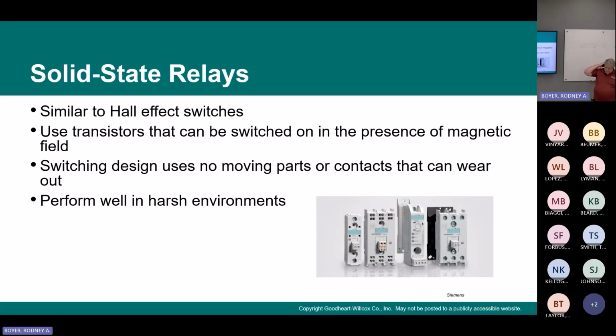Solid state relays use transistors that can be switched on in the presence of a magnetic field. They have no moving parts that wear out, and perform well in harsh environments. The only bad thing about a solid state relay is you have to put a load on it in order to make it shut off.